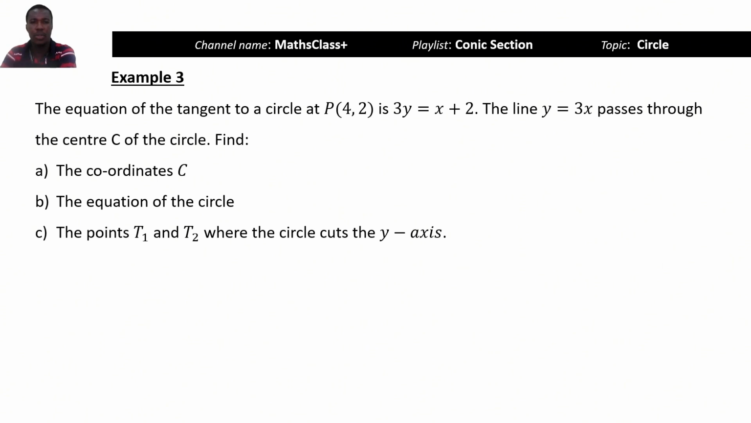Example 3. The equation of the tangent to a circle at P(4, 2) is 3y = x + 2. The line y = 3x passes through the center C of the circle. Given this information, find the coordinates of C, that is the center; the equation of the circle; and thirdly, the points T1 and T2 where the circle cuts the y-axis.